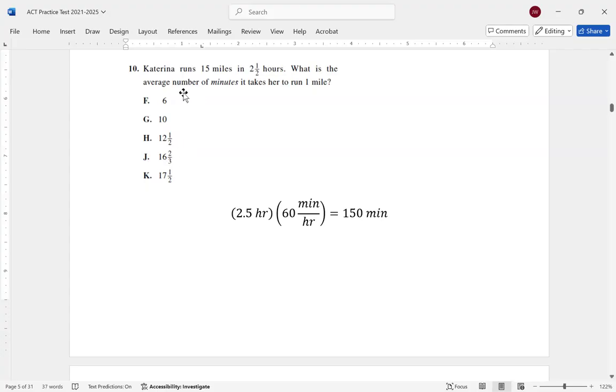And if we want to figure the average number of minutes it takes to run 1 mile, then all we have to do is divide the number of minutes she ran by the number of miles that she ran. So 150 minutes for every 15 miles. Then we simplify 150 over 15. That gives me 10. So that's 10 minutes per mile. And that's my answer. 10 minutes per mile. So G is the correct answer to question 10.